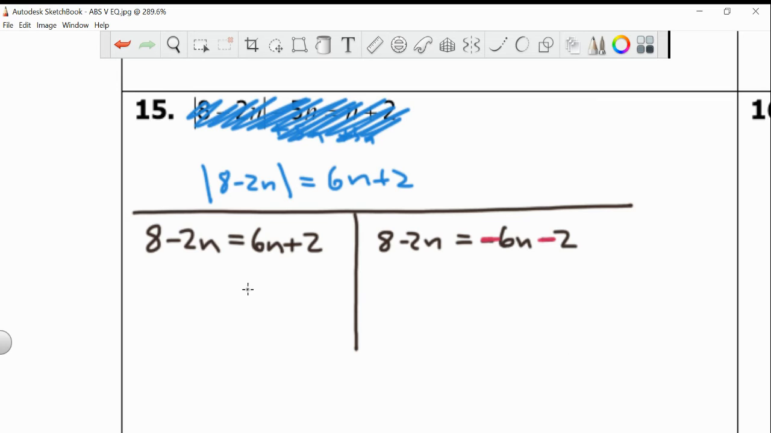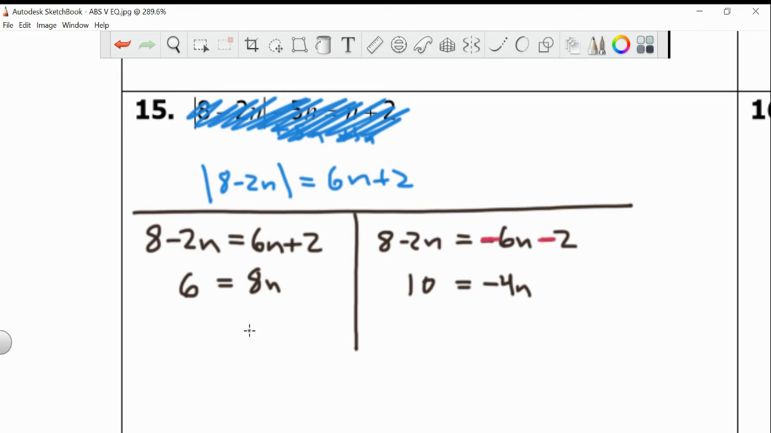Okay. Solving this very fast, I'm going to need to add 2n. I'm going to need to subtract 2, so that's going to be 6, right? That's 8 minus 2. Add this 2n, that's going to be 8n. Over here, I'm going to want to add 2n. That's going to be negative 4n. I'm going to want to add 2. It's going to be 10.